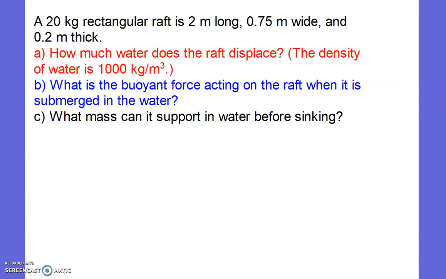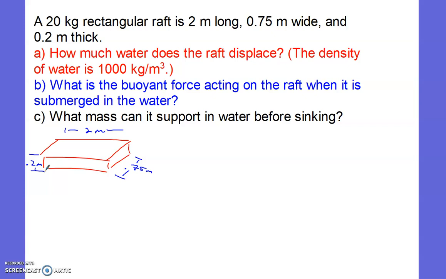Now, in this first part, of course, as always, we draw our picture of what's going on. We have a raft, and we're given the dimensions of the raft as 2 meters long. It is 0.75 meters wide. And it is 0.2 meters thick. And what we want to do is figure out how much water the raft displaces.